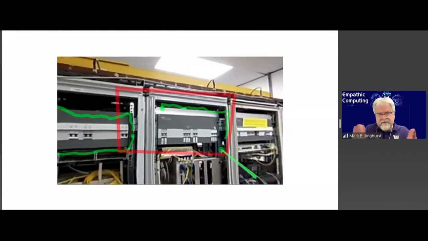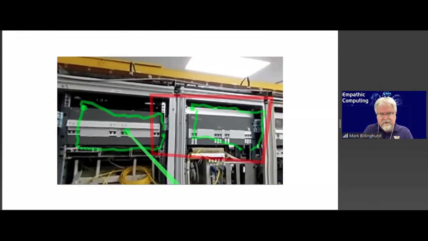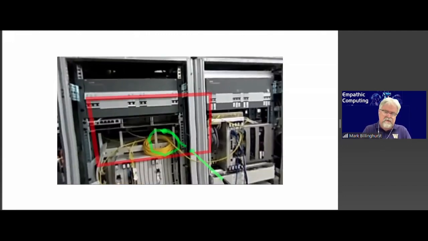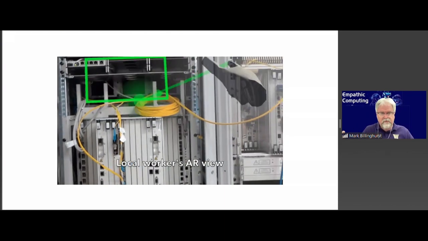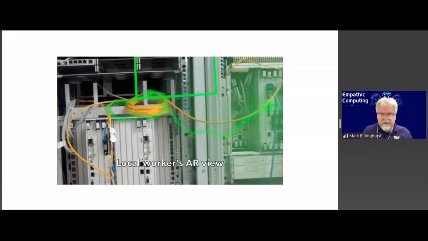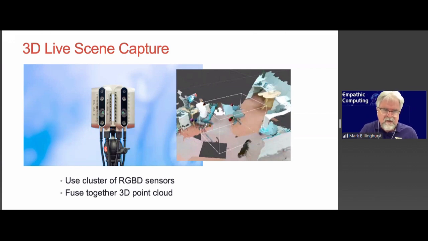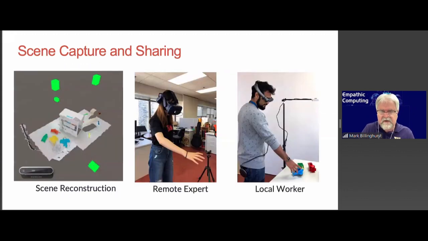But you'll notice one significant problem with this is that the person who's remote is only seeing a 360-degree video from the real world, not a real 3D model, so they can't walk through the model and look at it from different angles. So in the most recent version of the software, we used a 3D live scene capture. So we have a cluster of depth sensors here, and we can take the point clouds from these depth sensors and fuse them together to create a live 3D point cloud model.